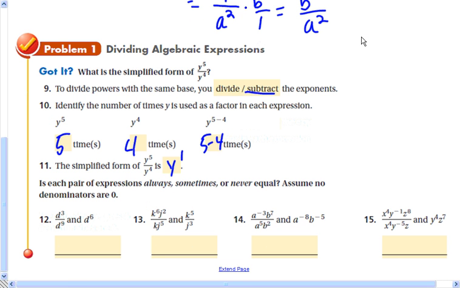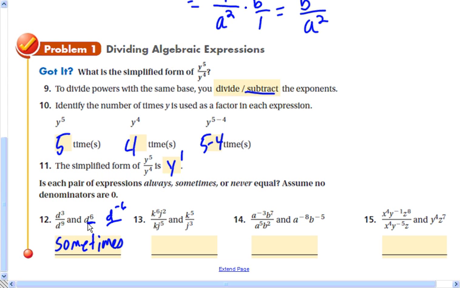Just wanted to talk about the last 3, see how you did on them. Is d to the 3rd divided by d to the 9th always, sometimes, or never equal to d to the 6th? Well, I hope you're thinking we would do d to the 3 minus 9, which is negative 6. And there is one case where that would be true, that d to the 6 equals d to the negative 6, and that's when d is equal to 1. So we can say sometimes there.